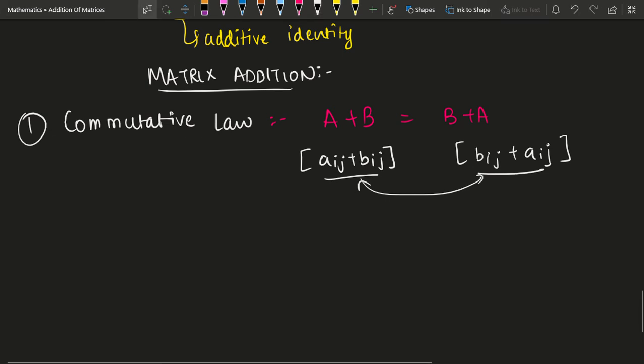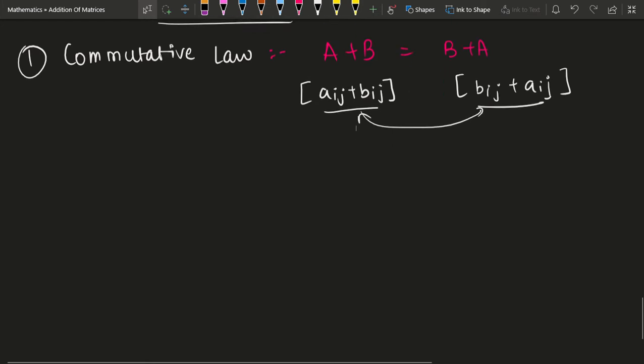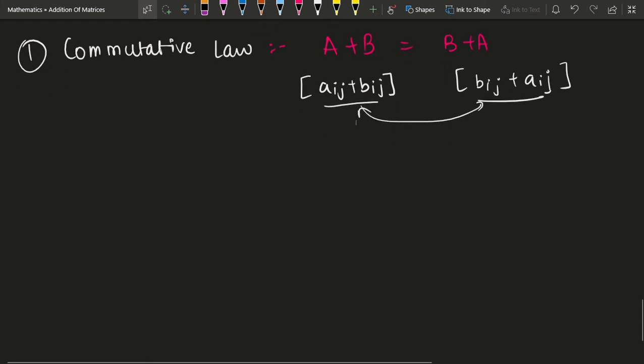And yes, the general scheme applies that if you're adding any two matrices, or any 3, any 4, any number of matrices, all of them should have their orders to be the same. The same number of rows and the same number of columns.